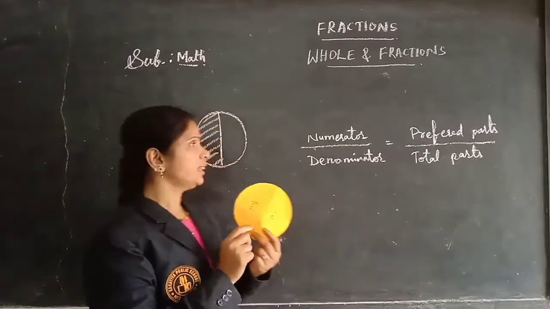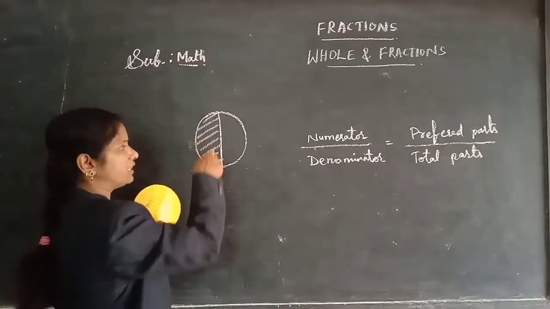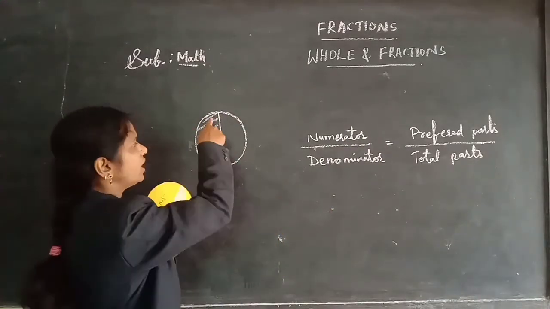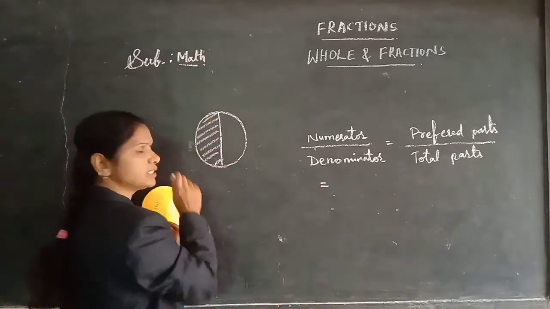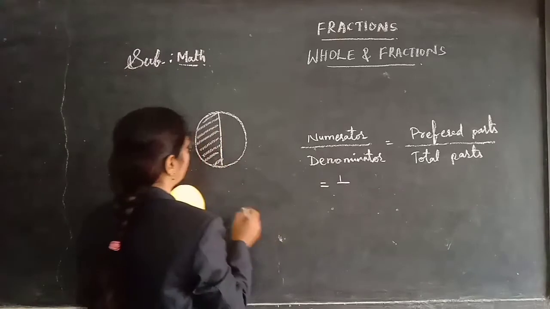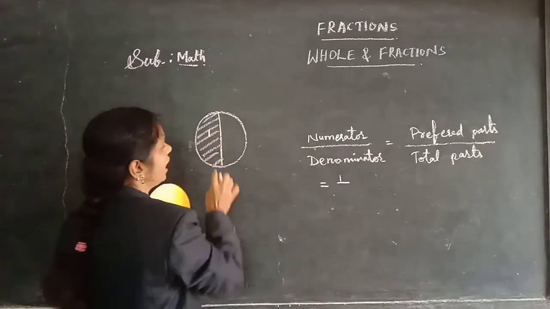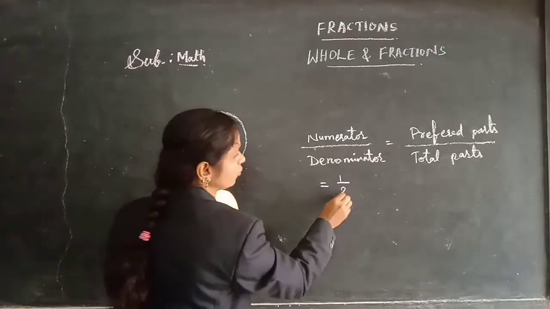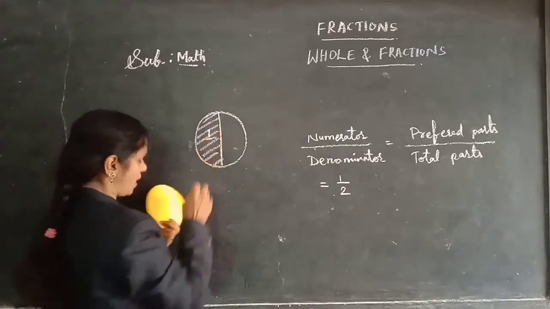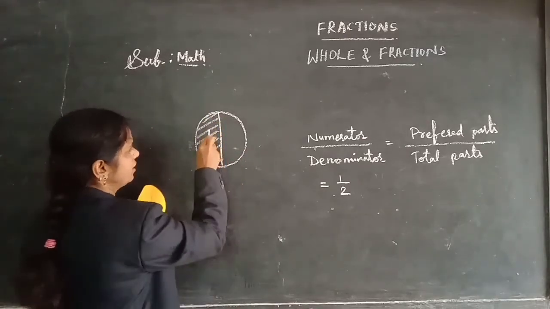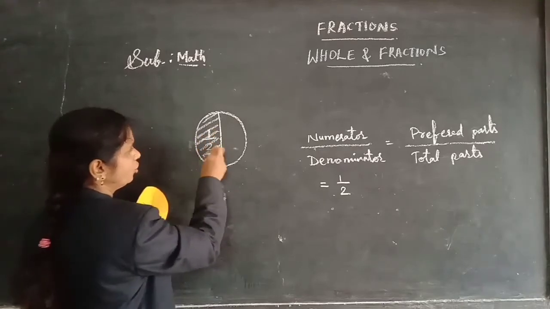Yes children, in this I am preferring one part. This part means shaded part I am preferring here. So what will be here? One is a shaded part, and total parts are 2. What is the fraction for this shaded part? 1 by 2. Here you can see 1 by 2.